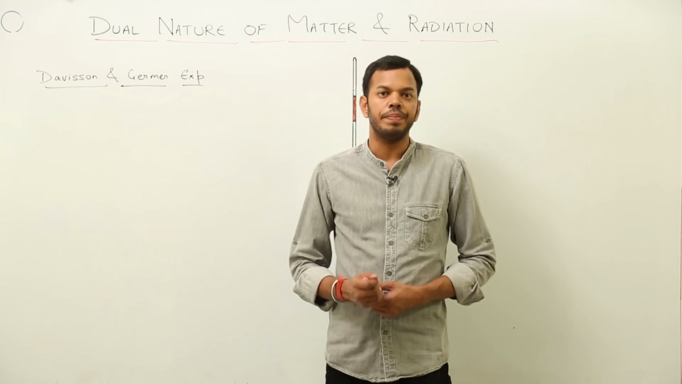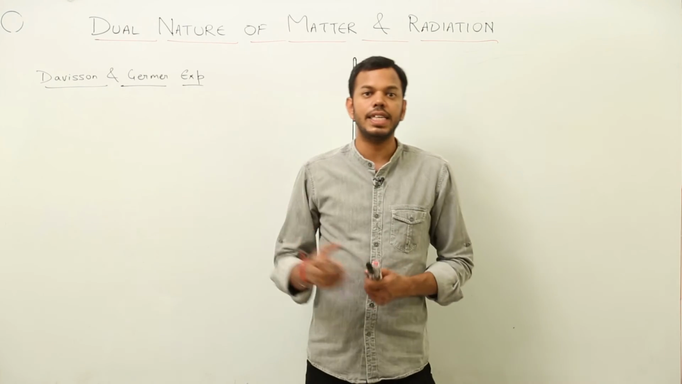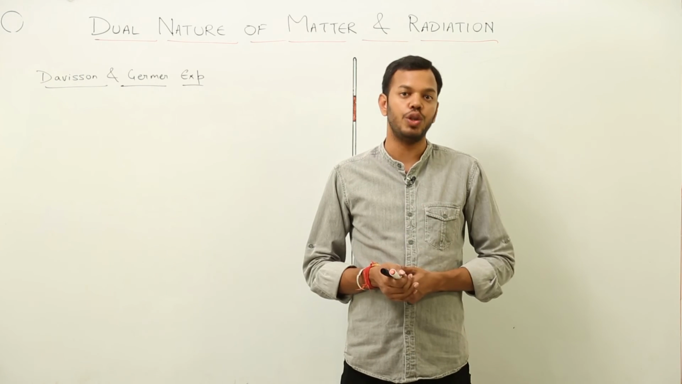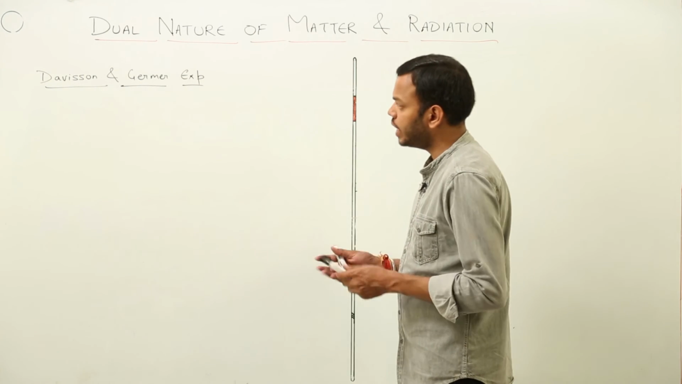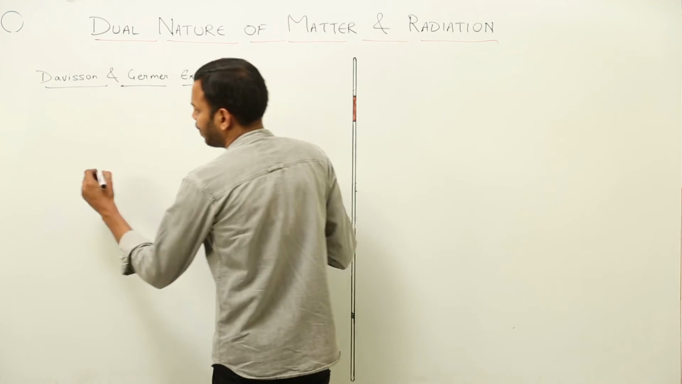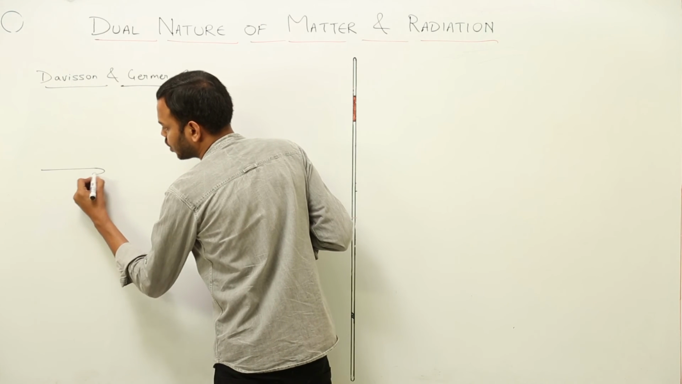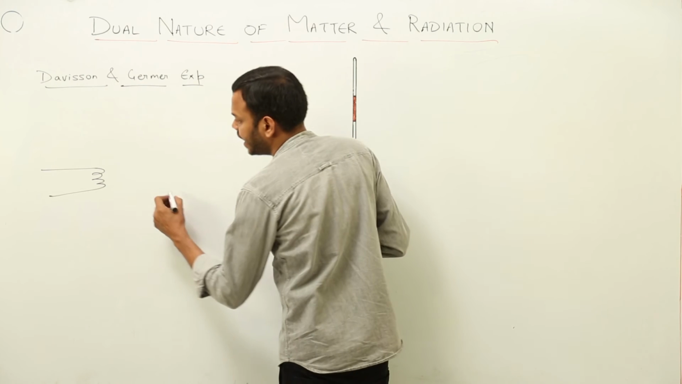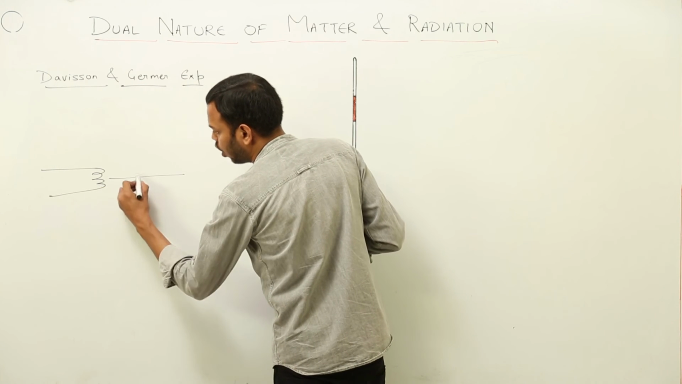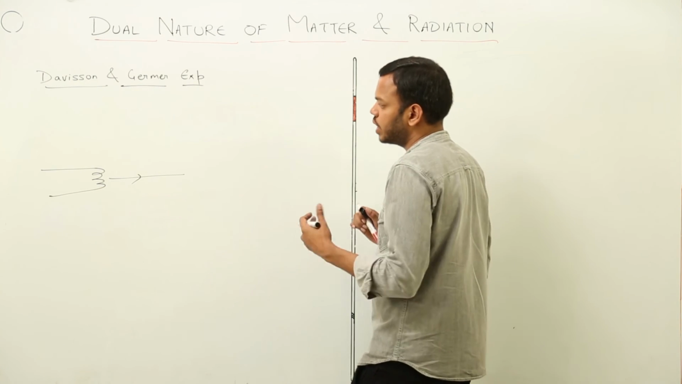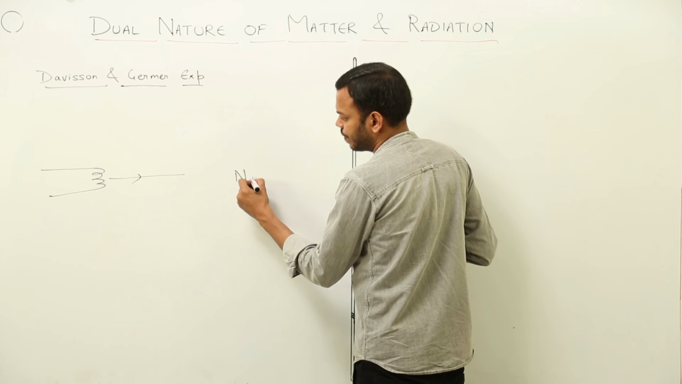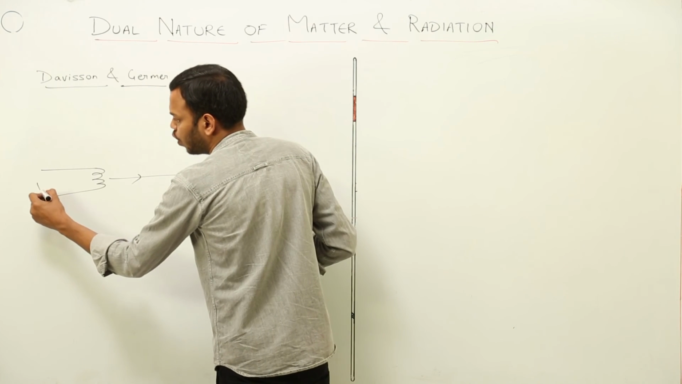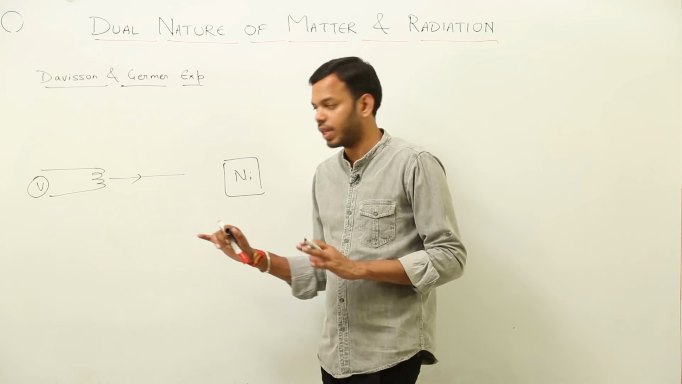So moving further, Davisson and Germer, this was the first experiment which clearly established that electrons have a dual nature. What did this experiment consist of? First of all, we had an electron gun. This was a filament which was made to eject electrons on a nickel crystal. This electron gun was maintained at some potential V.